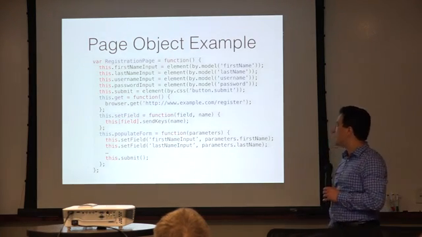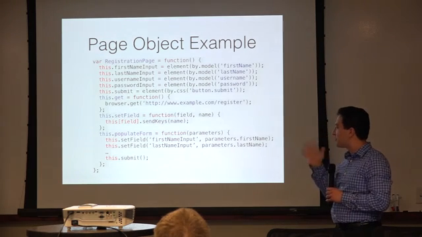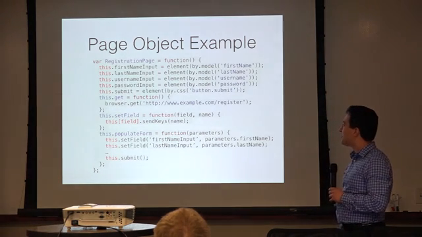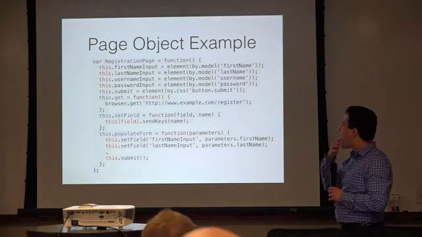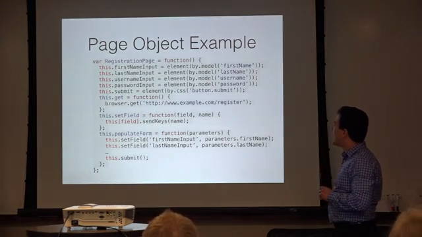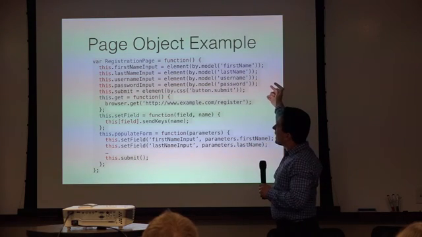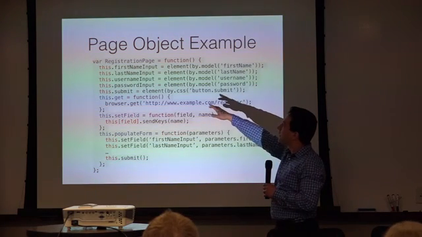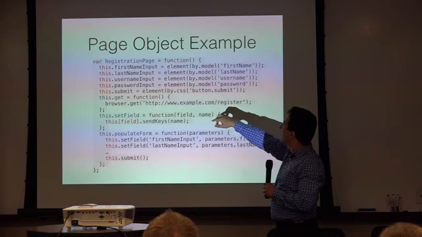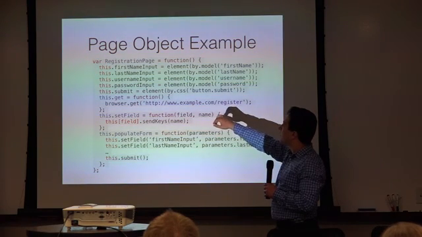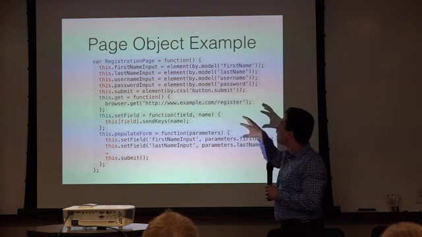This is a really tight example of a page object, which almost certainly has errors in it. So don't copy and paste this into your code. But basically the idea is we've defined all of our selectors up top. So now we have an easy selector for first name input, last name input, username input, password input.